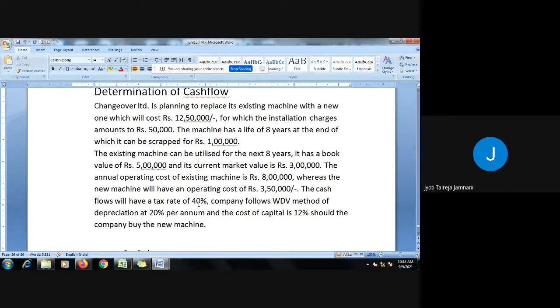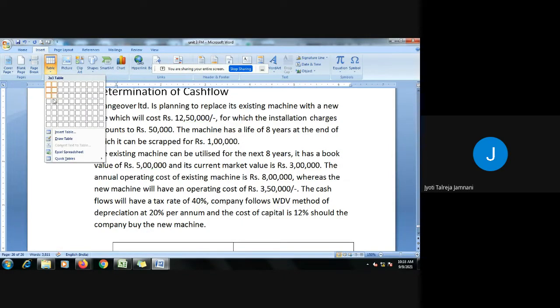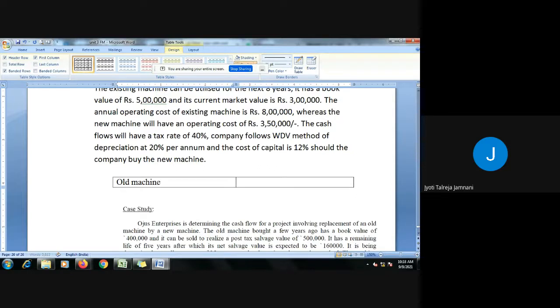So first what we will do is we'll write what all is given. Now given is in two forms. They are told about the new machine as well as the old machine. So I'll write down what all is given. So here we'll write old machine and here we'll write new machine.